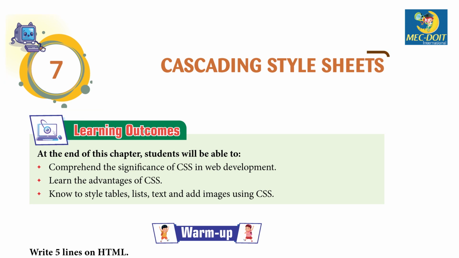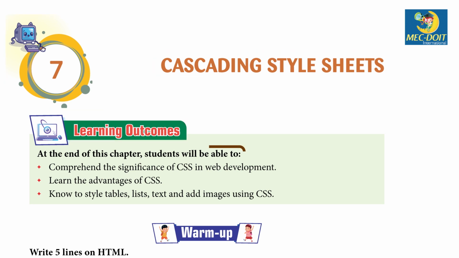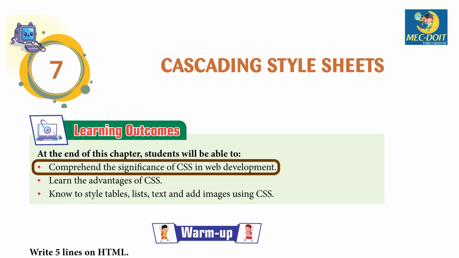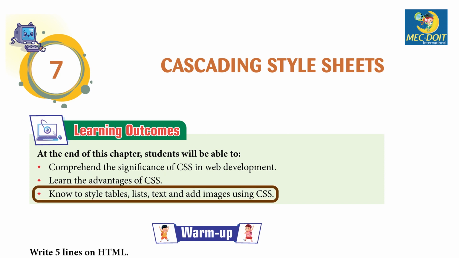Chapter 7 Cascading Style Sheets. Learning Outcomes. At the end of this chapter, students will be able to comprehend the significance of CSS in web development, learn the advantages of CSS, and know how to style tables, lists, text and add images using CSS.